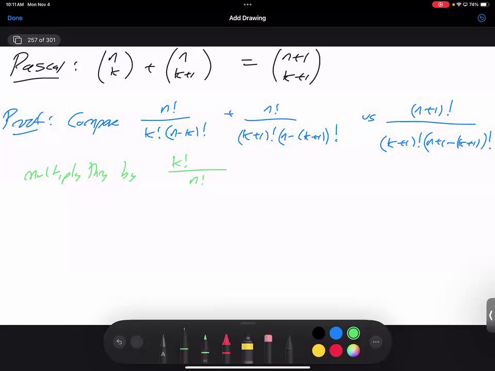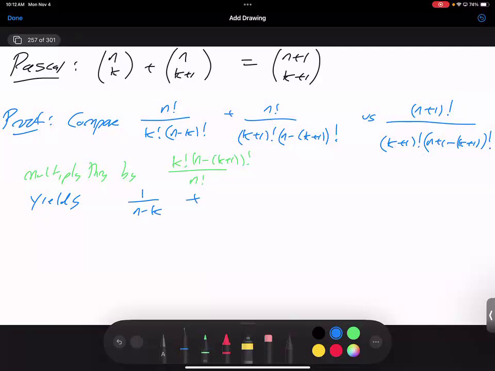n minus k. Not everything has an n minus k. The first term, plus one: n minus k plus 1, however you want to write it, right? n minus k plus 1 factorial. And so this yields, when I multiply through, the n factorial cancels, the k factorial cancels. I've got an n minus k plus 1 over an n minus k. So I think I just get a 1 over n minus k.